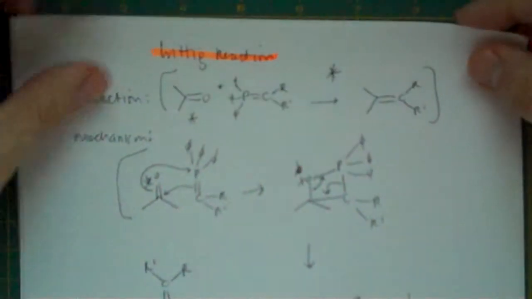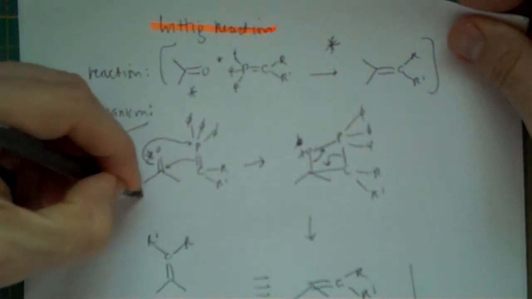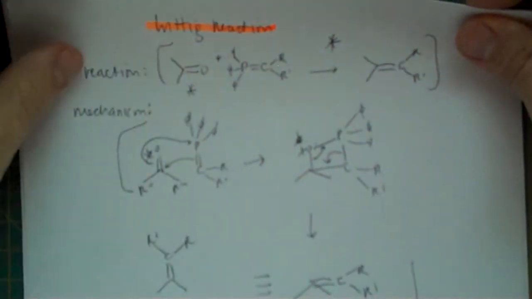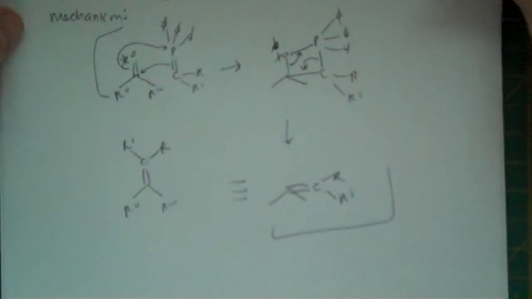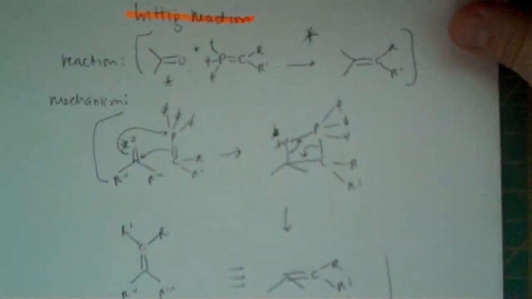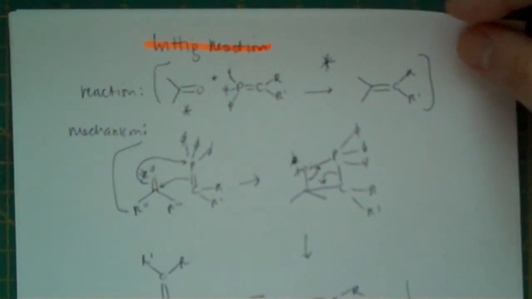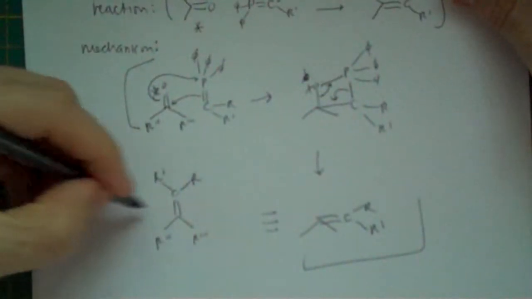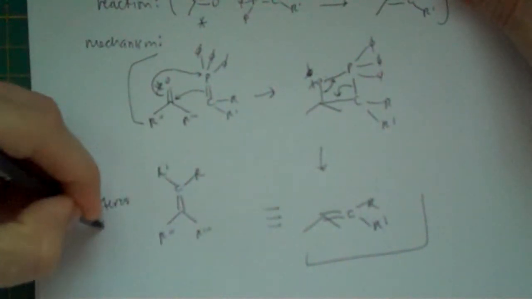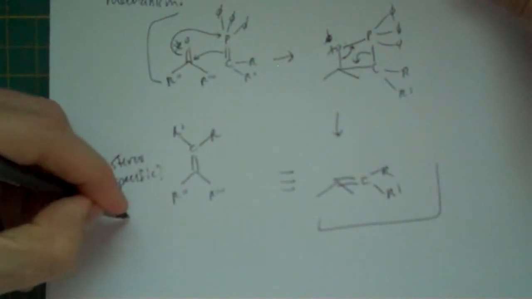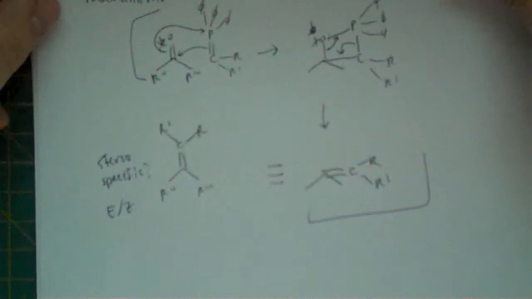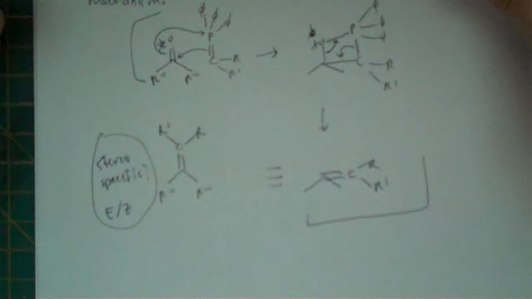Here's another question. What happens if this is also asymmetric? So what happens if this is R double prime and this is R triple prime? Is this going to have two products? Is this stereospecific? And I think the mechanism we have in the paper is enough to answer that question for you. Okay? In other words, let me write the question down, is this stereospecific? Are we going to give rise to E/Z isomerism? There is no question about it. That kind of question is ACS final material. So it's a good thing to think about.